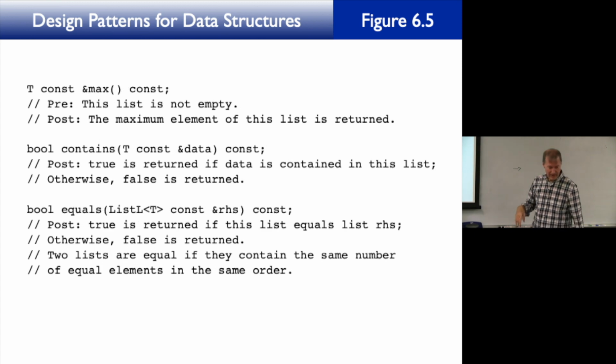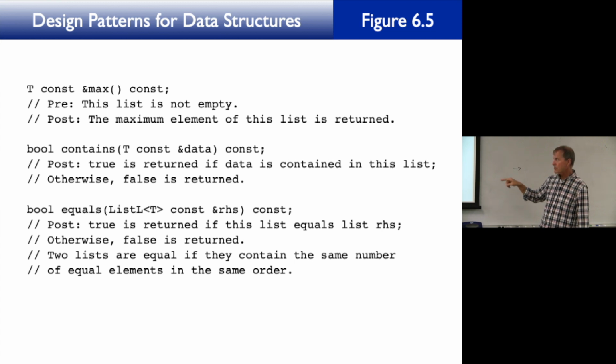Okay. And then remember we did max. What does max return? Type what? No. T. It did in our demo, but T in general. All right, is everybody clear on that? So it returns type T. Contains, remember we did contains, and it said what? Yeah, it's contained, or no, it's not. So what does contains return? Boolean. Equals. True is returned if this list equals list RHS, the right-hand side.